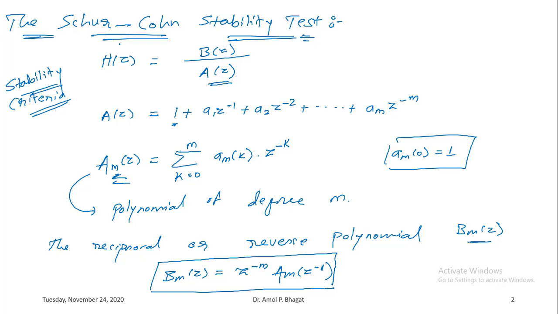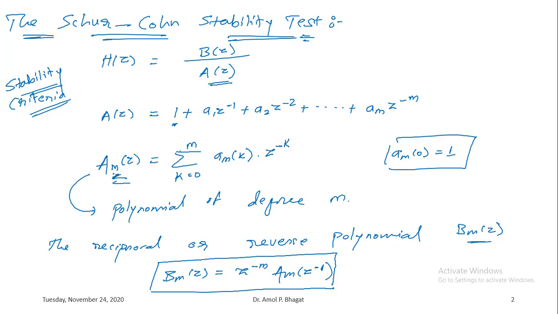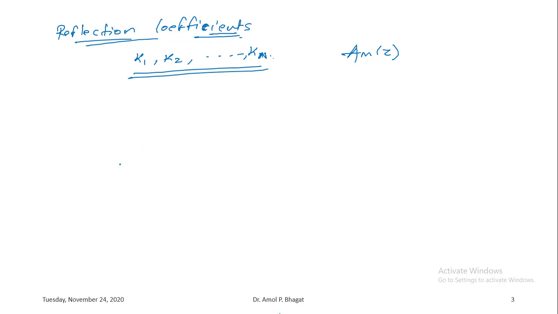So initially we will take this denominator polynomial as Am of z. From Am of z we will identify the reciprocal or reverse polynomial Bm of z, right? This reflection coefficient k1, k2 up to kn will be identified from this denominator polynomial Am of z, right? And then we compute the lower degree polynomials from Am of z. Those lower degree polynomials depend on the degree of polynomial that is Am of z. So from Am of z, we'll identify the lower degree polynomial Am minus 1 of z.